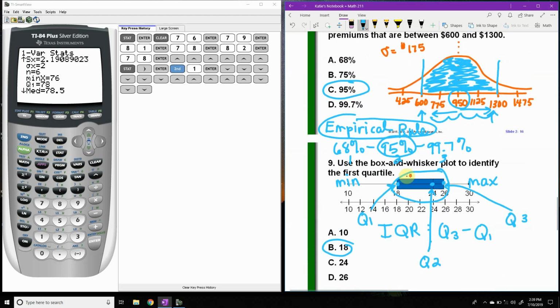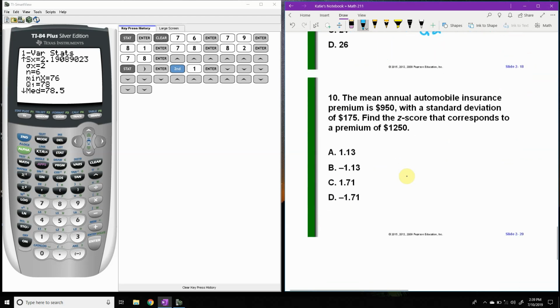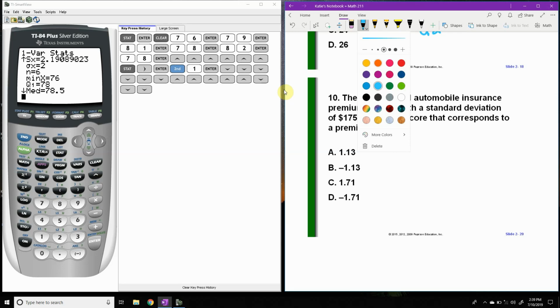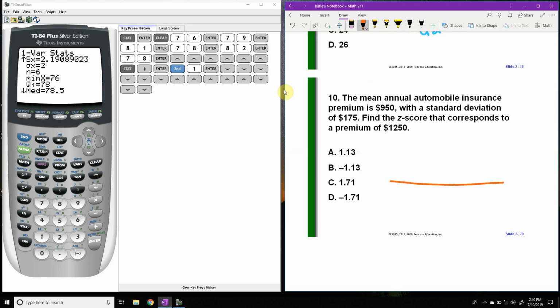All right, last problem here. Number 10, the mean annual automobile insurance premium is $950 with a standard deviation of 175. So from a previous problem, we've already identified this as a bell-shaped distribution. Mean 950, standard deviation 175. Notice how I'm taking down all this information as I read it.